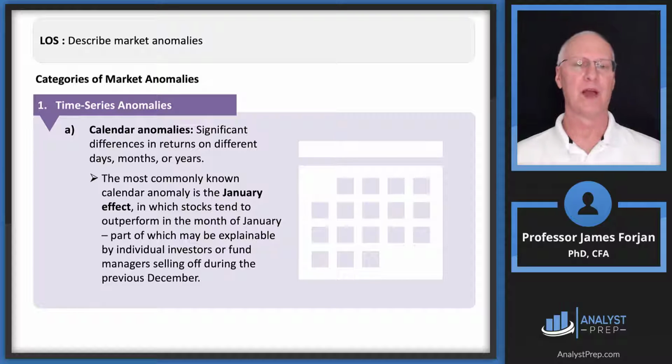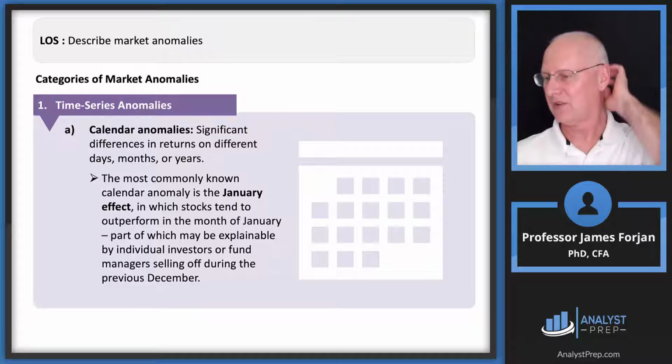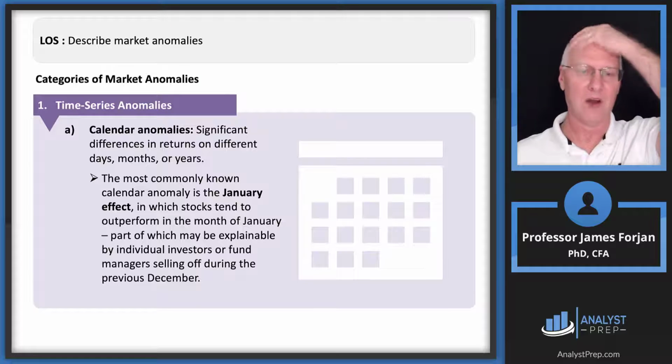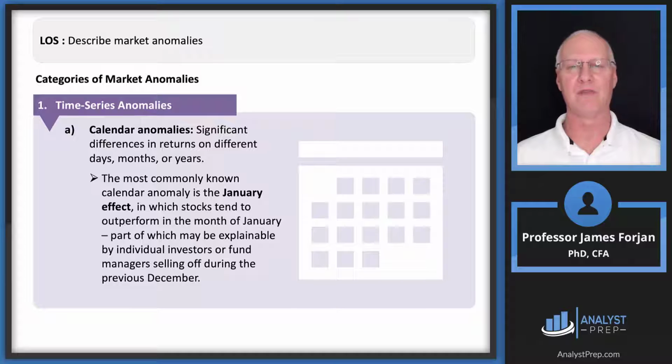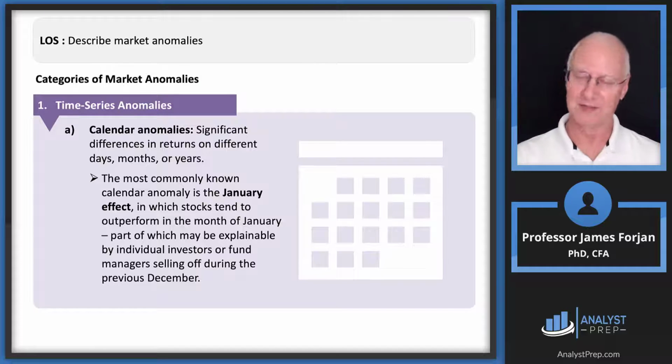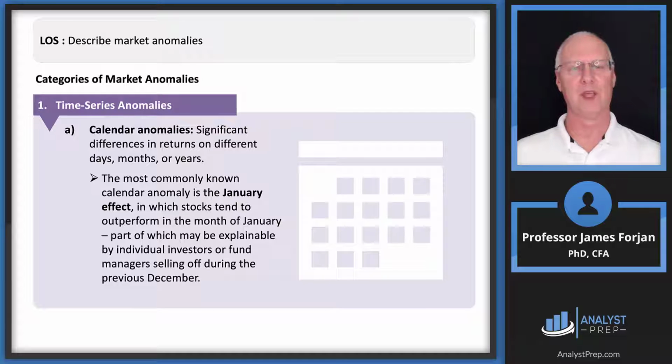But what the researchers found out is that January had a statistically significant higher return than any of the other months. And so the researchers then scratched their head and said, oh my gosh, this is evidence that Eugene Fama really doesn't know what he's talking about. Now, Eugene Fama didn't win the Nobel Prize in economics because he doesn't know what he's talking about.